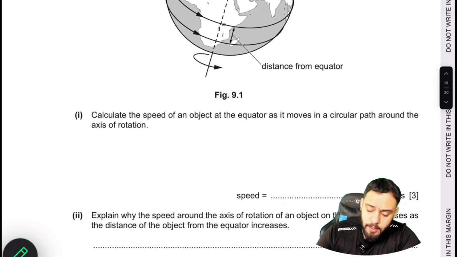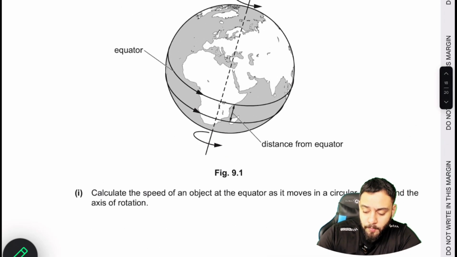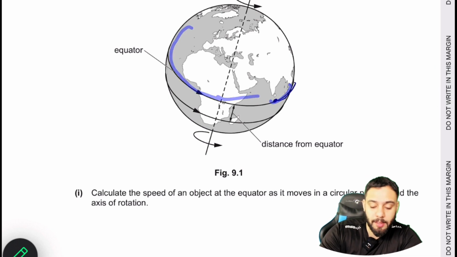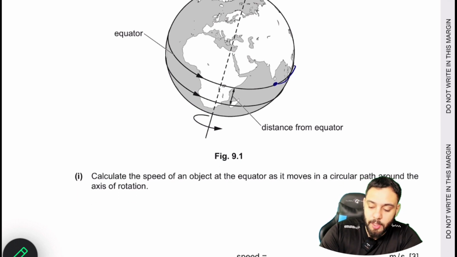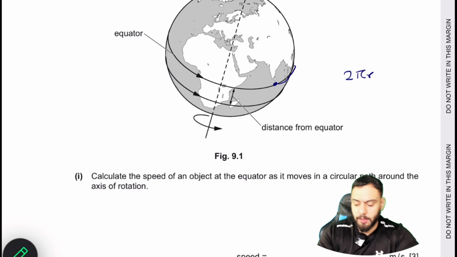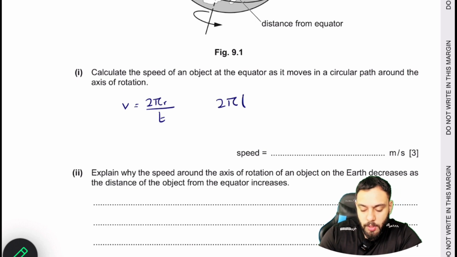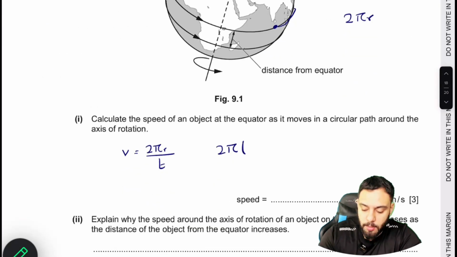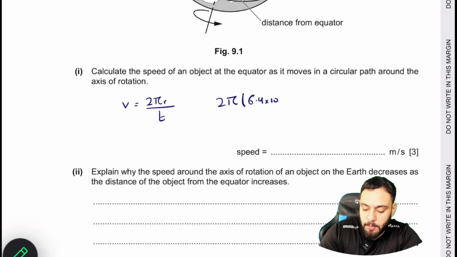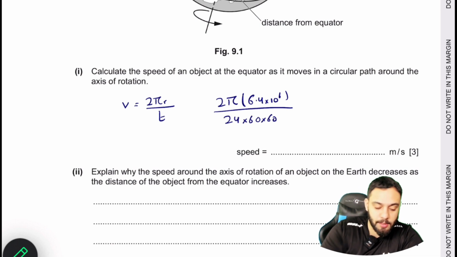Very good. Calculate the speed of the object at the equator as it moves in a circular path around the axis of rotation. So if an object is over here and it's moving in a circular path, that would mean that the total distance it will be covering would be 2 pi r. Since it's a circular path, the distance covered is equal to the circumference. So the speed is going to be equal to 2 pi r over t. So 2 pi, the radius of the Earth is given as 6.4 times 10 to the power of 6, and the time is going to be 24 hours, which is 60 minutes and 60 seconds.